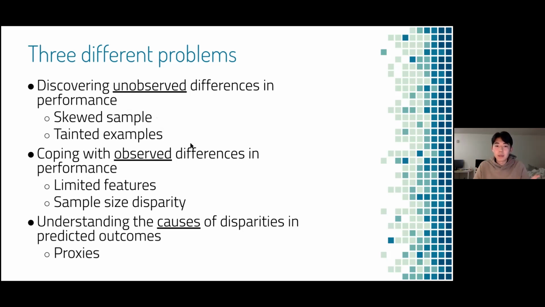Another issue is coping with observed differences in performance between different groups. Say for men and women there's an observed difference. That might be a case of limited features, in which data is reported more thoroughly for men versus women, or there are more women in our data set than men, so we'll see a sample size disparity. Another one is trying to see the causes of disparity within our predicted outcomes in terms of correlation with different features. So we might have to be aware of proxies for sensitive attributes that we don't want to factor into our decision-making model.